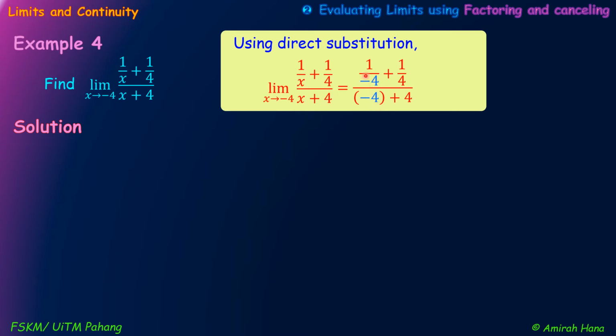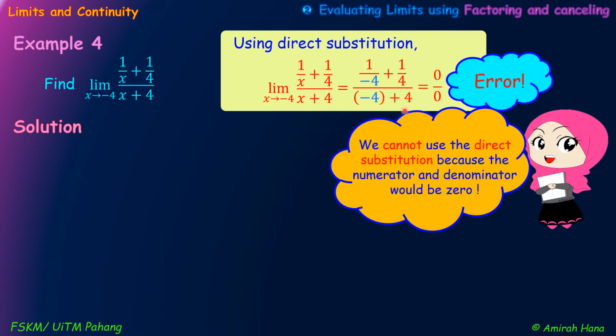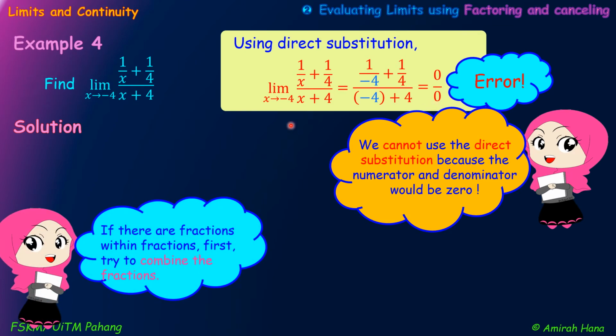Then we get (negative 1/4 + 1/4) over (minus 4 + 4), which equals 0 over 0, right? And it is an error. We cannot use direct substitution because the numerator and denominator would be 0. If there are fractions within fractions, first try to combine the fractions.